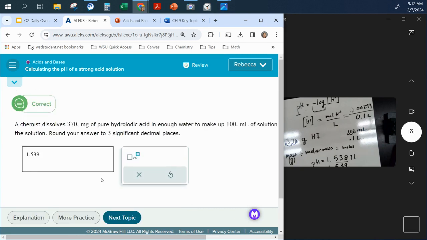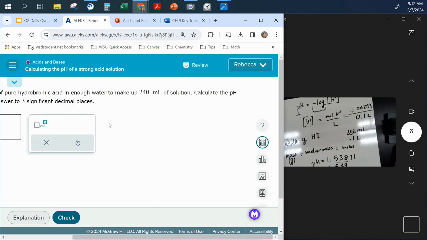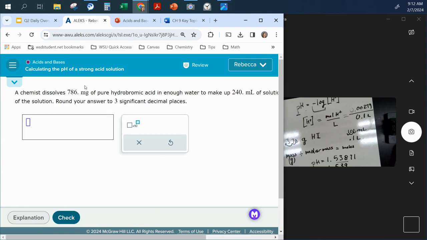Okay, should we do another pH one? Here, I'm trying to find where to click. Okay, this one says hydrobromic acid. So what's hydrobromic acid? It's HBr, so you need to know that because you need the molar mass.